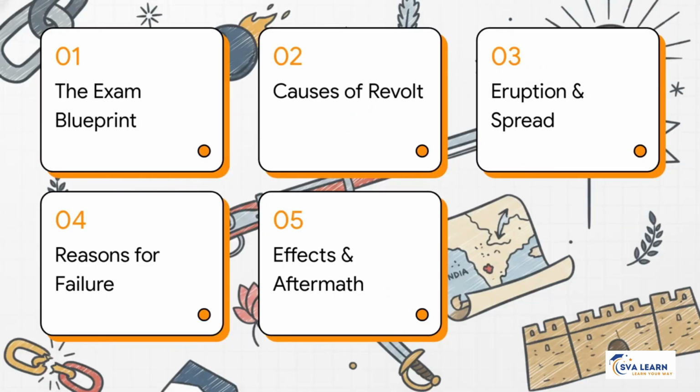So, to make sure you actually retain all this, we've got a super clear 5-step blueprint for Chapter 17. We'll start with the exam blueprint, then dig into the causes of the revolt, track its eruption and spread, analyze the reasons for failure, and finally look at the effects and the Queen's declaration.